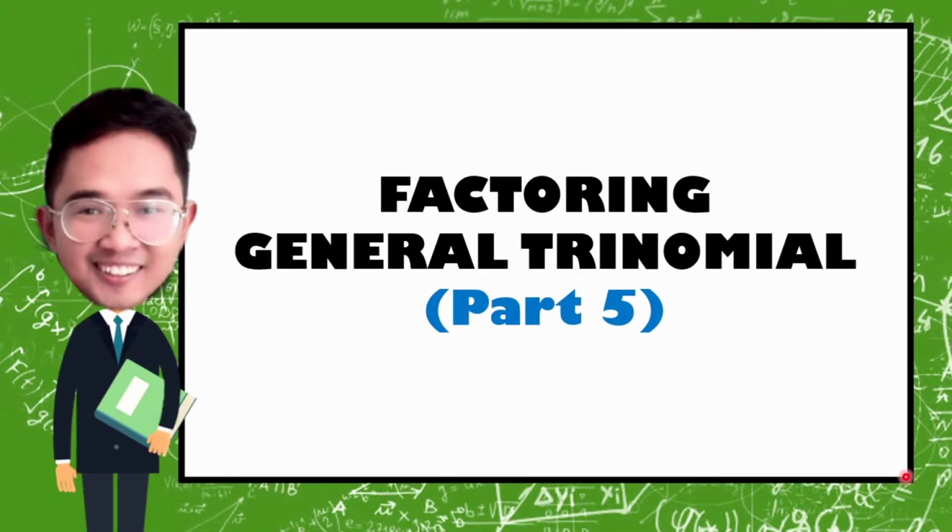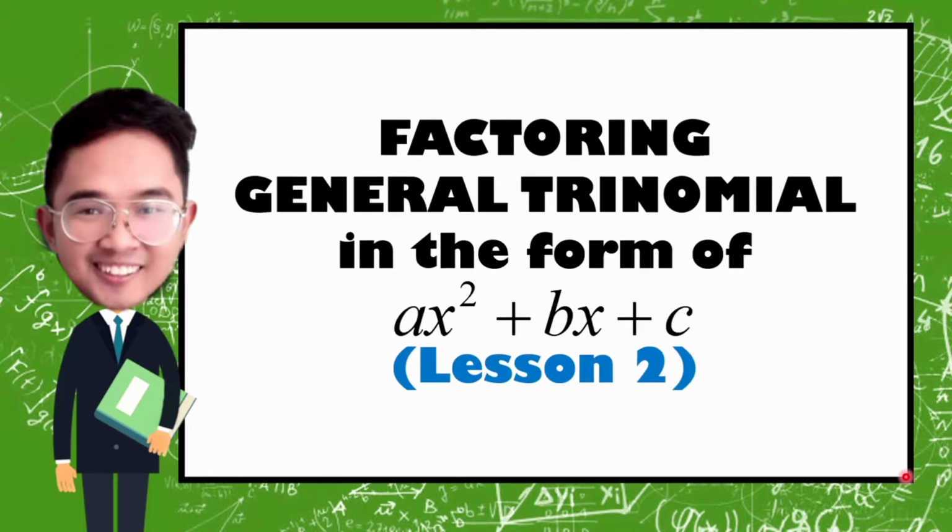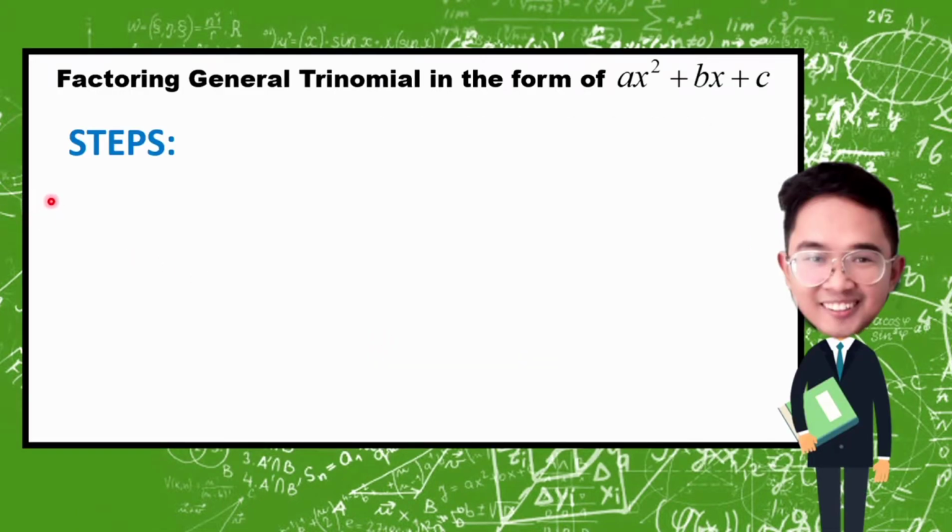Factoring polynomials, Part 5, wherein we will discuss factoring general trinomial in the form of ax squared plus bx plus c. As we can see here, we have a, and this is the leading coefficient of a trinomial which is not 1. Here are the following steps that we need to follow in order to solve factoring general trinomial in the form of ax squared plus bx plus c.